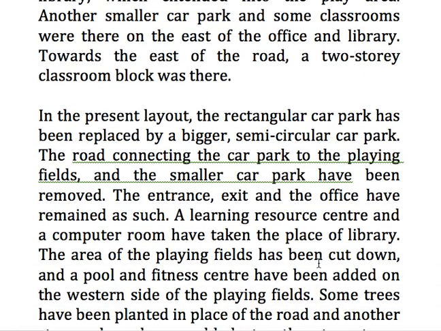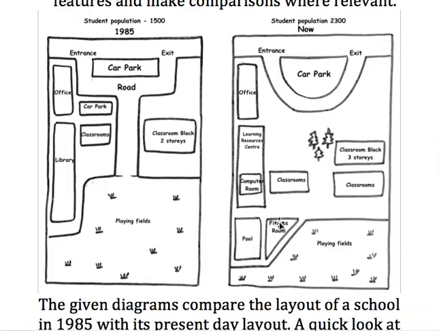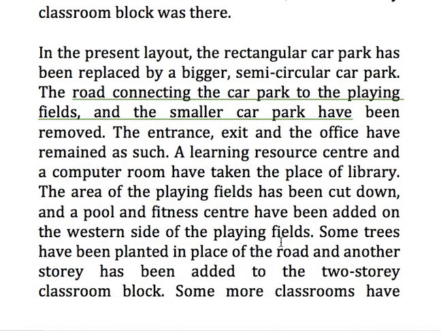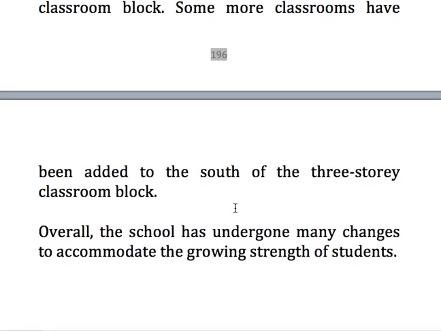The area of playing fields has been cut down, and a pool and fitness center have been added on the western side of the playing fields. So, this area has been cut down, and the pool and fitness room have been added to the western side of the playing fields. Some trees have been planted in place of the road, and another story has been added to the two-story classroom block. Some more classrooms have been added to the south of the three-story classroom block.